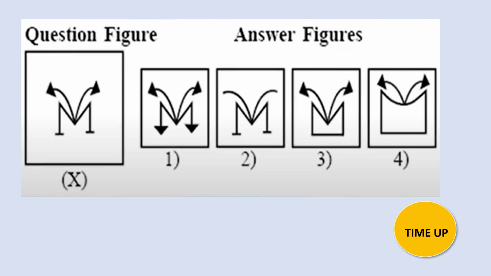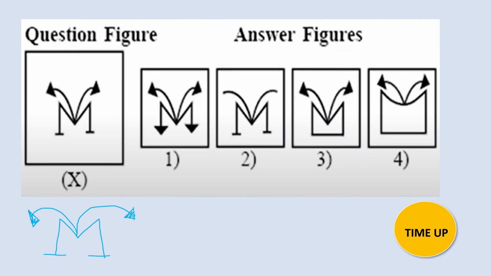Okay, time up, students. So in the question figure, the figure is like this, correct? You have something like this, and then you have an M, and then you have two flags coming out from M, correct? So this is the figure that you need to find. This is the embedded image that you need to find in the answer figures. Correct, students? So which one do you think is the correct one?